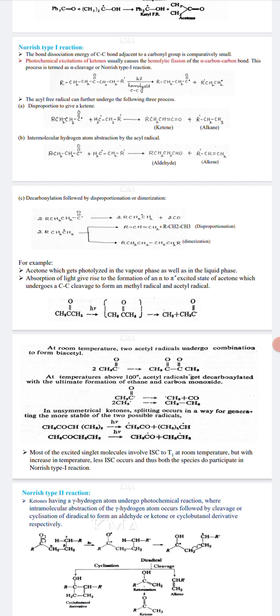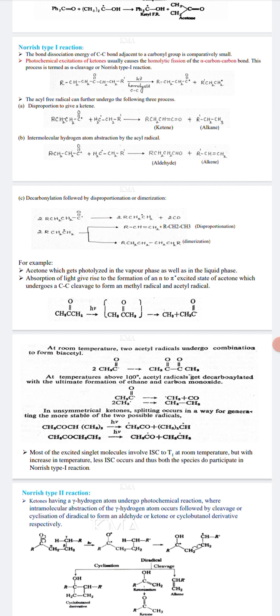So Norrish type 1 reaction is where an acyclic saturated carbonyl compound undergoes cleavage of carbon-carbonyl bond, that is bond breaking at the carbonyl bond, to give acyl and alkyl free radicals, and these acyl and alkyl free radicals undergo three processes. One is disproportionation to give ketene, or we can call it abstraction of hydrogen atom by acyl to alkyl. Another one is abstraction of hydrogen atom from alkyl to acyl.